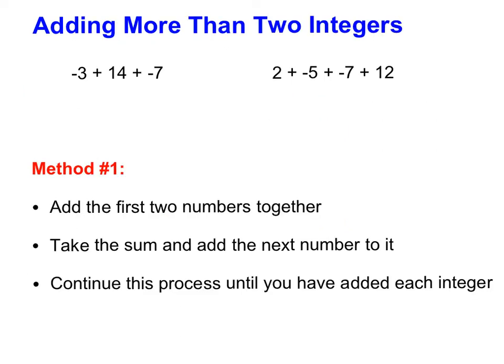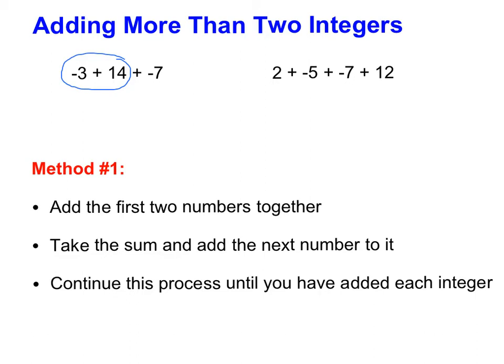So now, what are we going to do if we're adding more than two integers? Noticing in this first problem, we have negative 3 plus a positive 14 added to a negative 7. Or over here we have 2 plus negative 5 plus negative 7 plus 12. Well, there are two methods actually that you can use. The first one, you add the first two numbers together, following our rules of adding integers.